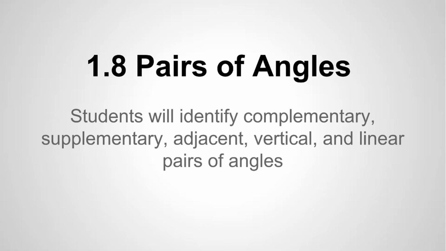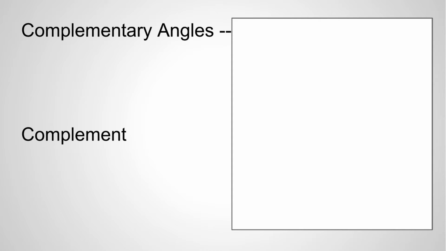Okay, in this lesson we're going to talk about specific pairs of angles. We're going to look at complementary, supplementary, adjacent, vertical, and linear pairs of angles. Okay, the first pair are called complementary angles.